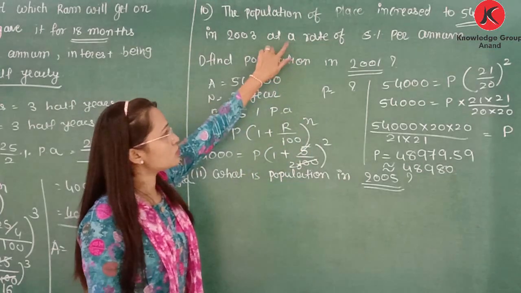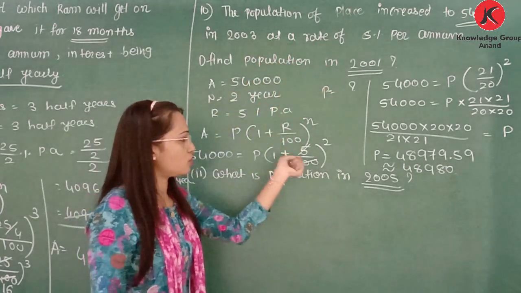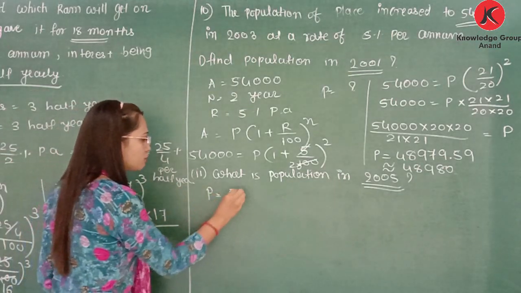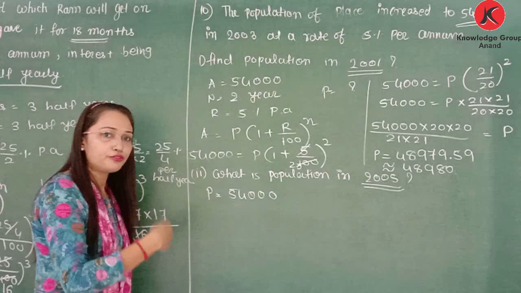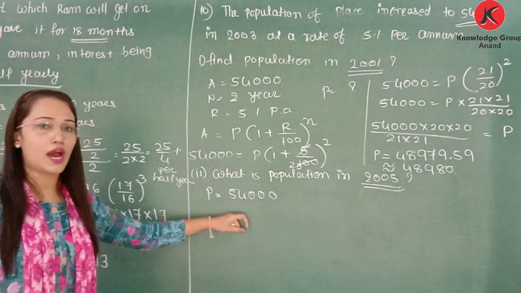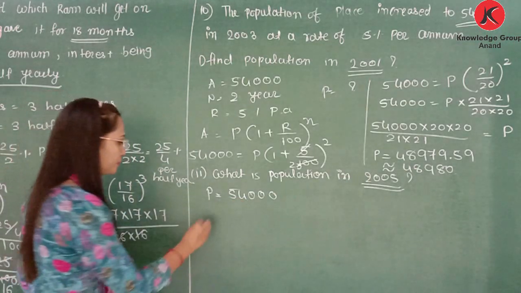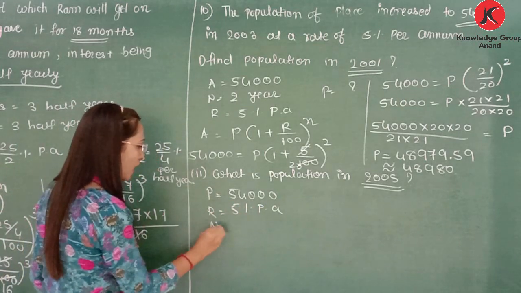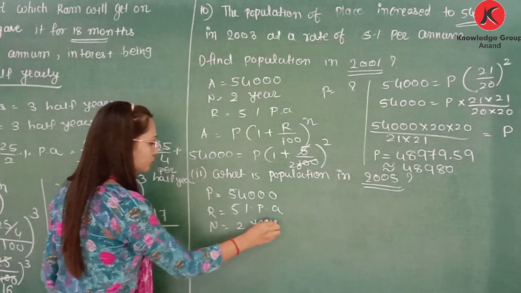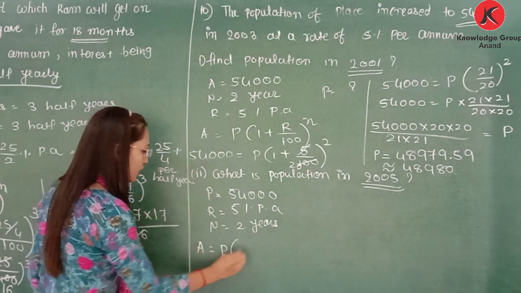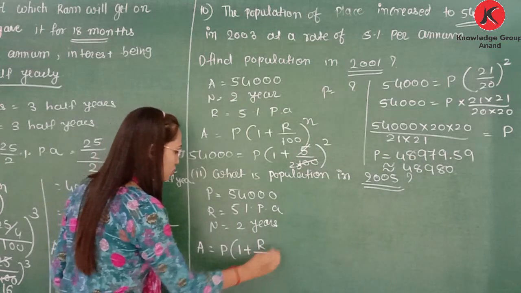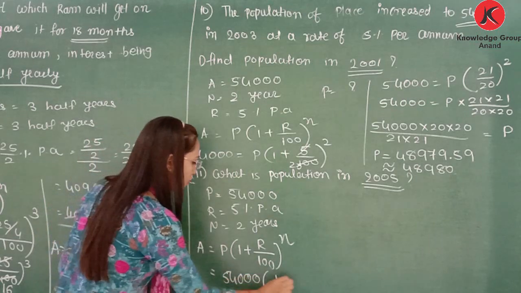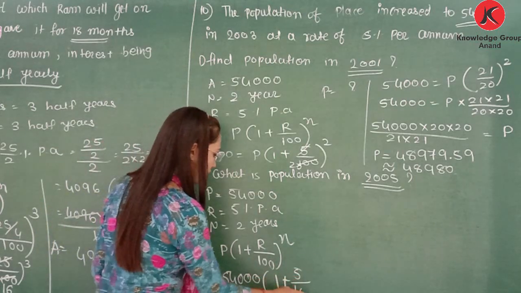Now in 2003 it is 54,000. So in 2005 it is again increased. So for this our principal value is 54,000. After 2 years means what is the increase after 54,000 in 2 years? So rate of interest is same 5% per annum and now N will be 2 years. Amount is equal to P 1 plus R divided 100 raised to N. So here our principal value is 54,000, 1 plus rate of interest is 5 divided 100 raised to 2.